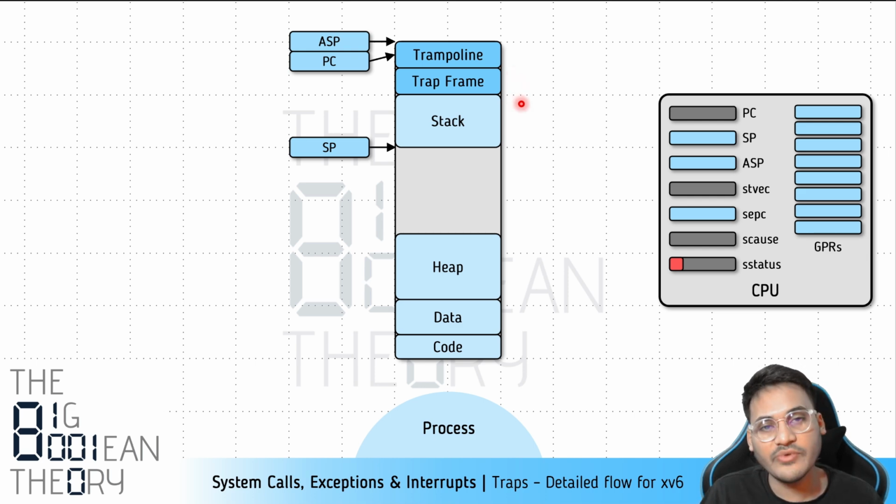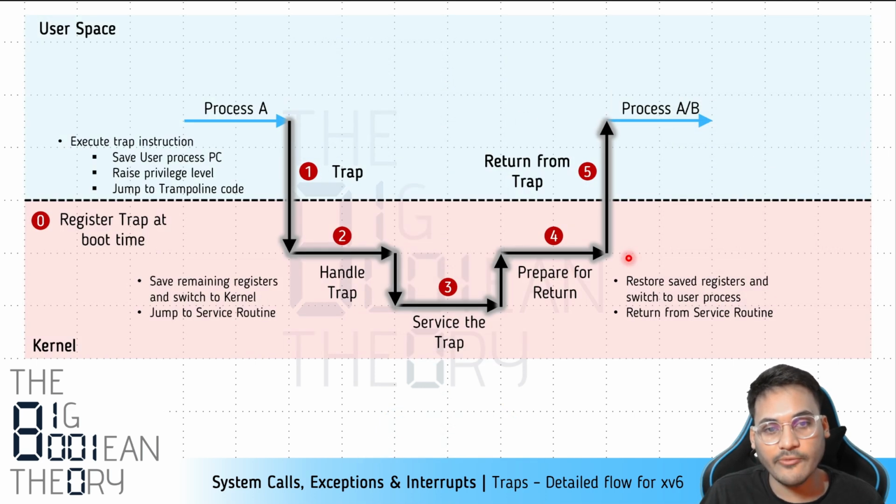So we are done with step 4, right? The preparing for return part is done. All we need to do is execute step 5, that is, to finally return from the trap and resume the execution of the process.